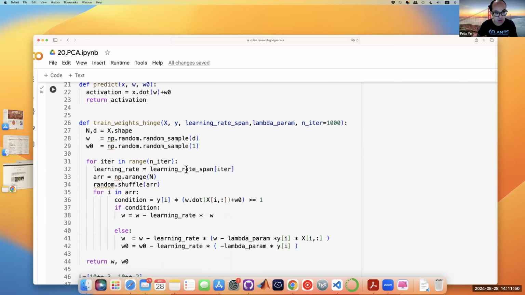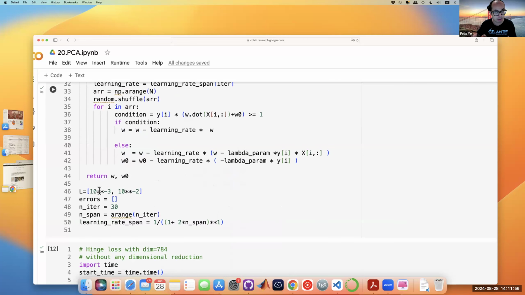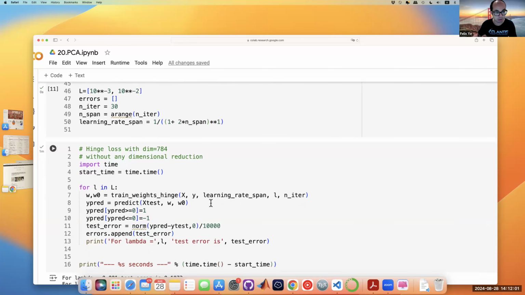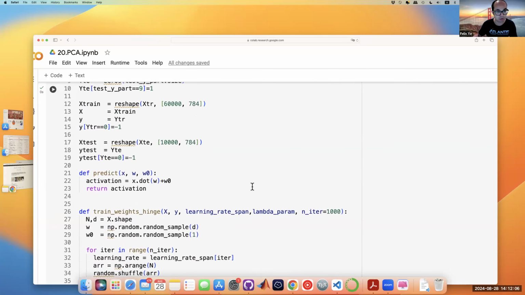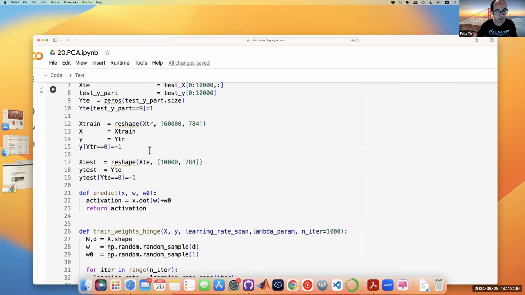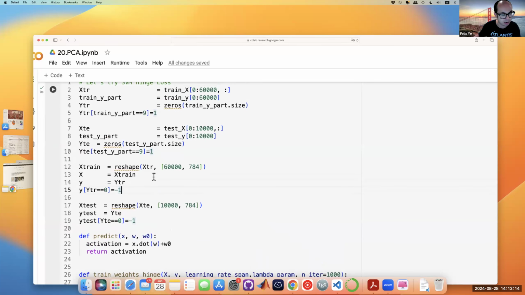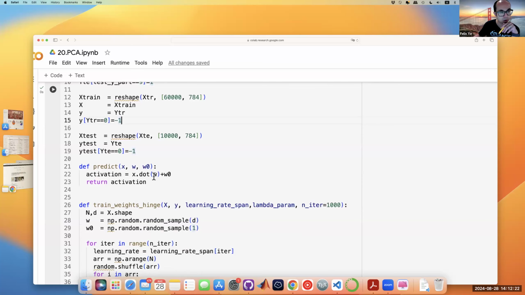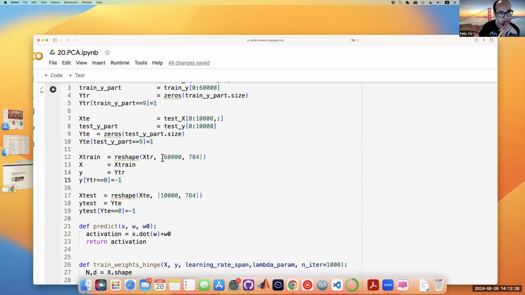Okay, so this is the hinge loss you have done. Previously we tried two different lambdas, 10 to the minus 3 and 10 to the minus 2. We have the same learning rate. Sorry, I think what we are doing here is 9 or not 9. Yeah, 9 or not 9.